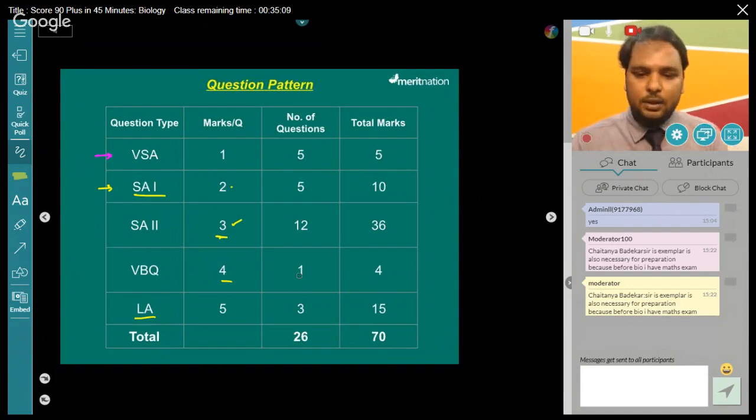And last but not least, 3 questions of 5 marks, and sometimes choices will be there. It is normally from genetics, evolution, and ecology. And I'll talk about that.